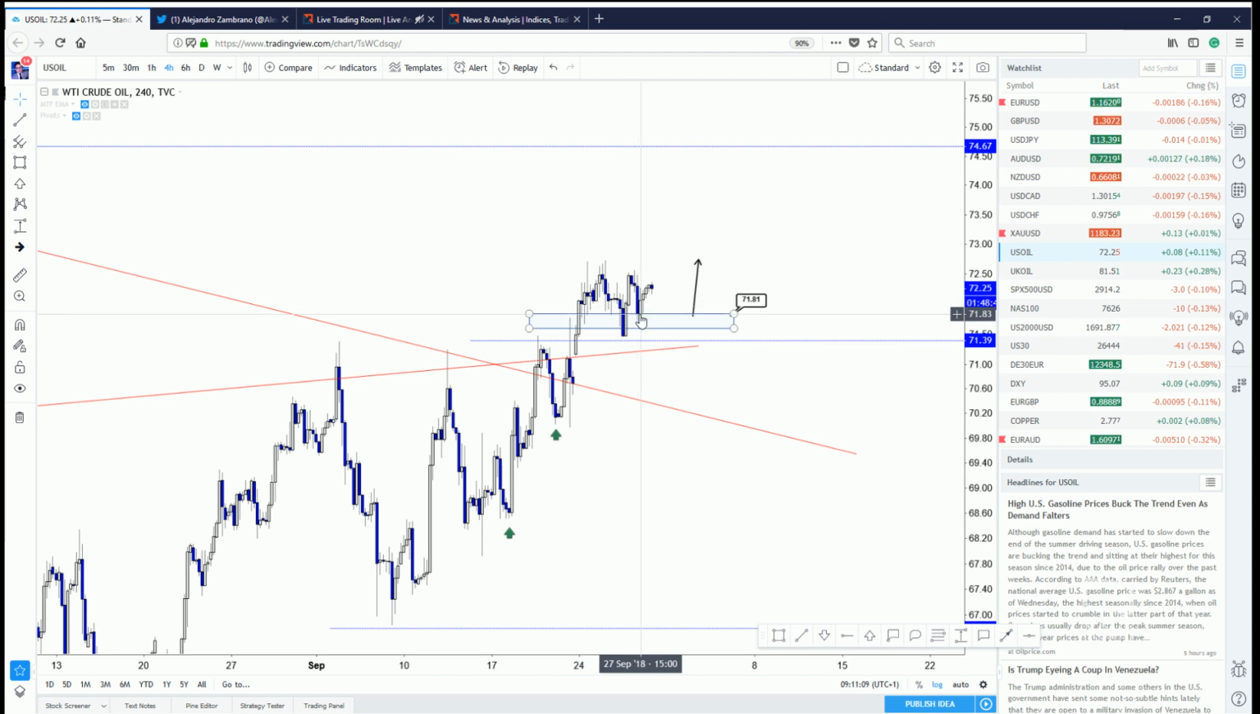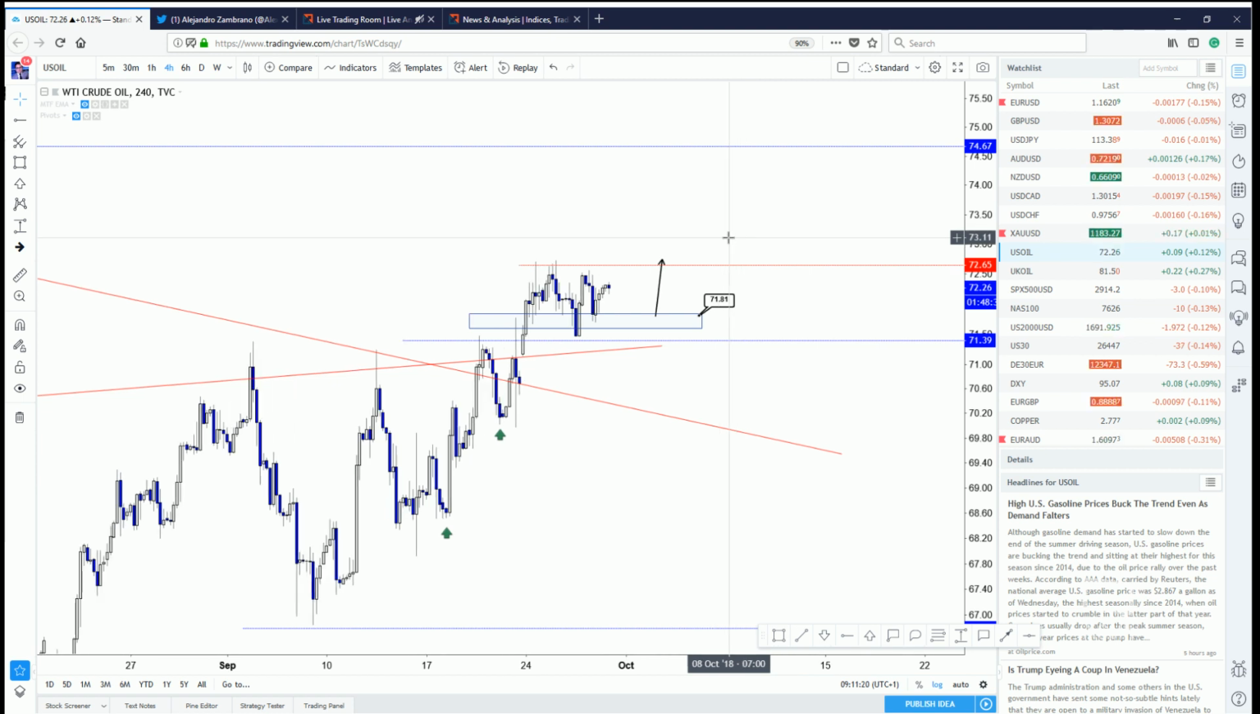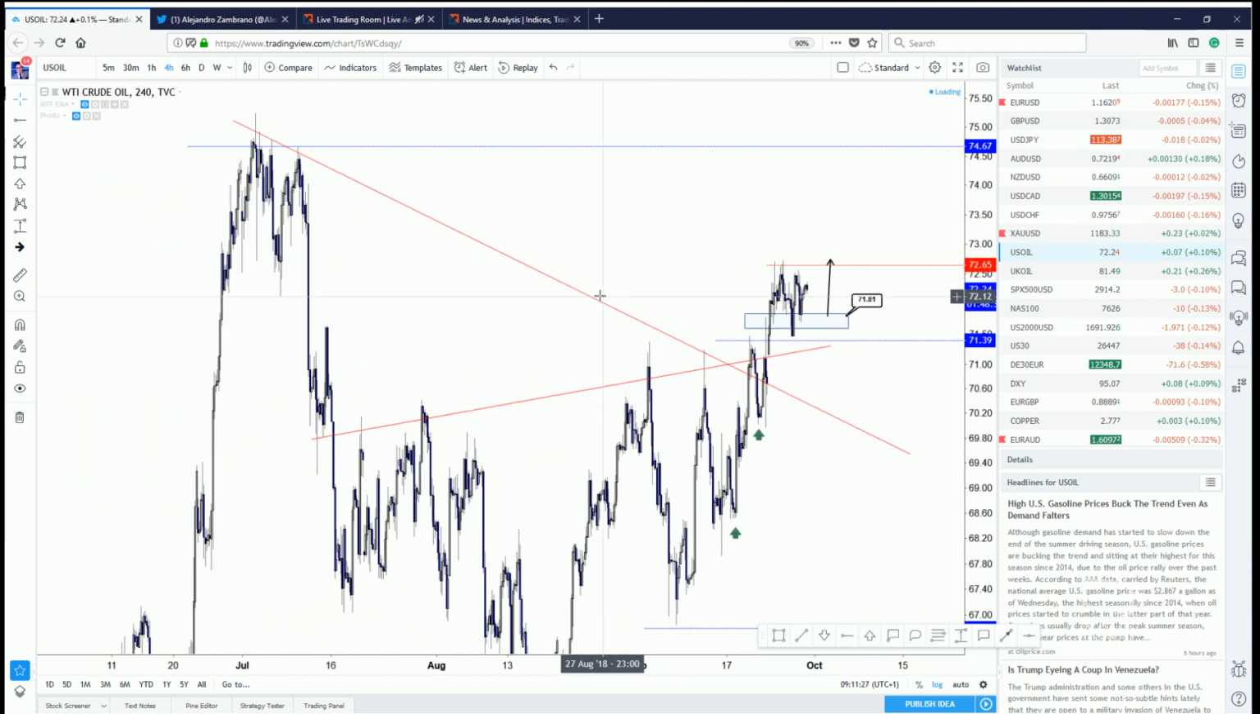And then we had another test to this level, and that as well failed. So this is actually looking encouraging. Hopefully, what you want to see in the next few days is a break to the upside. I think when we take this out, you're probably going to head upwards. And then one can make a decision.